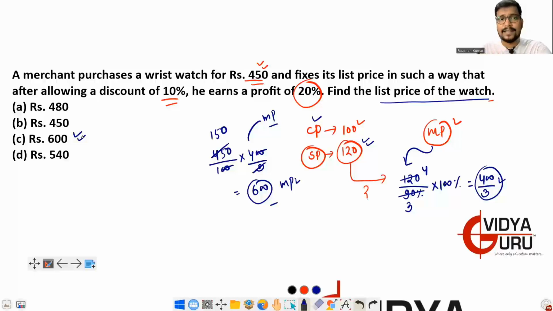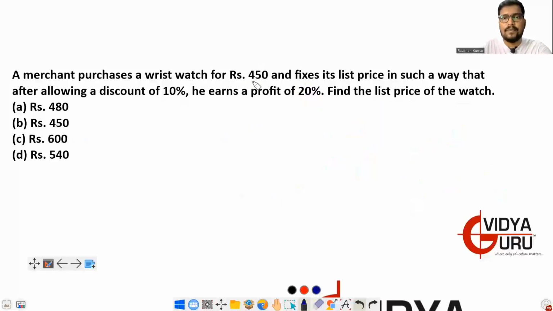We can think like this also. If 450 is given, this should be our data. Just use this concept as well. Here 450 is our CP. Then what should be our SP? We are getting 20% as a profit, so SP will be 450 of 120, meaning 450 times 120 by 100.